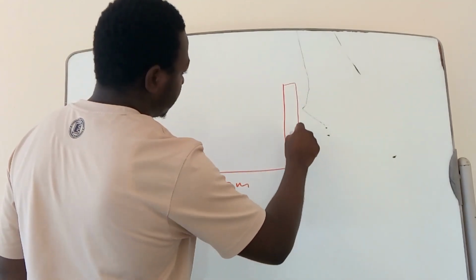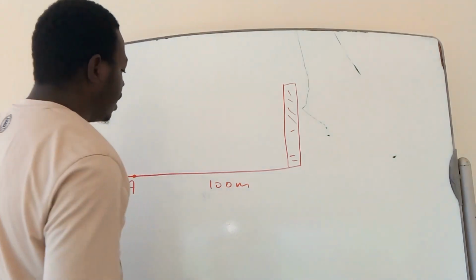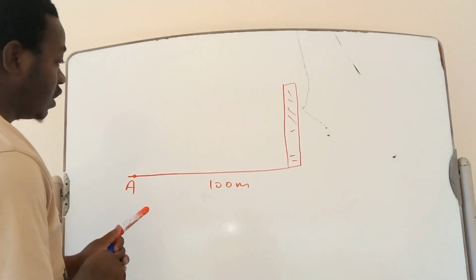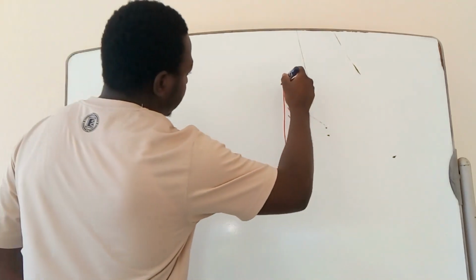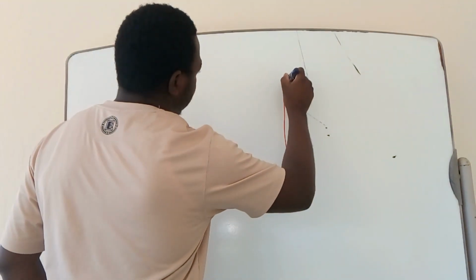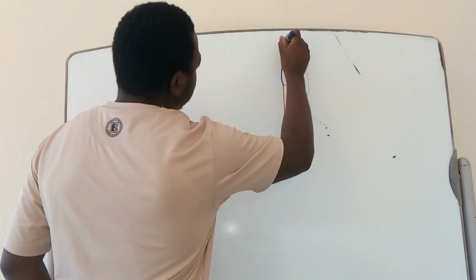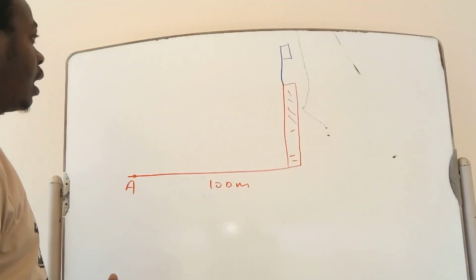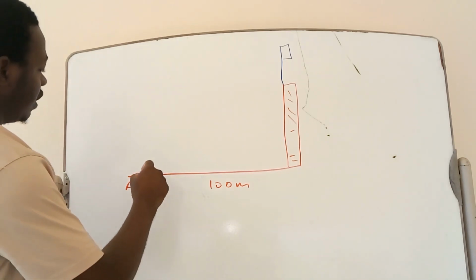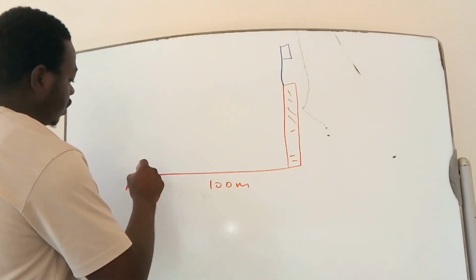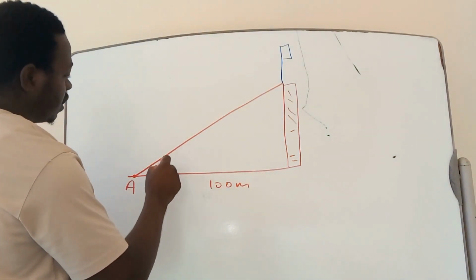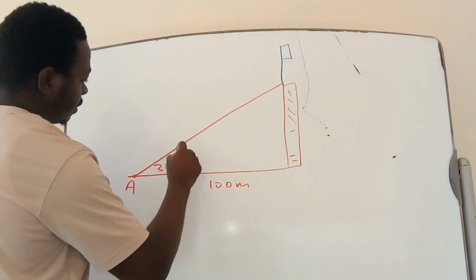This is the building you're looking at. But when you look on top of the building, you saw a flag. It's a flagpole. The flag looks something like this. And your angle of elevation to the foot of the flag, which is this line here, is 30 degrees.